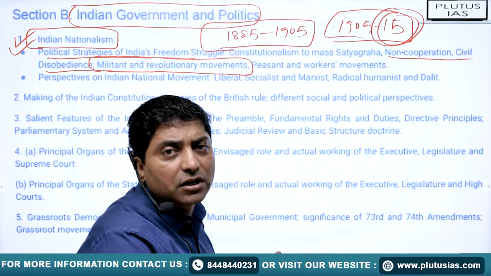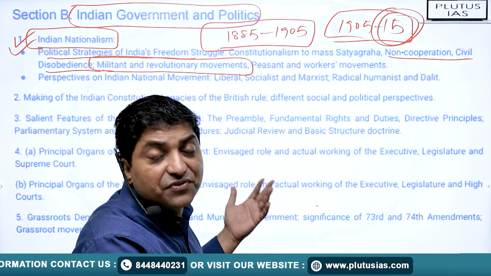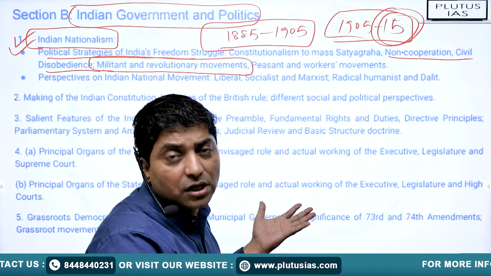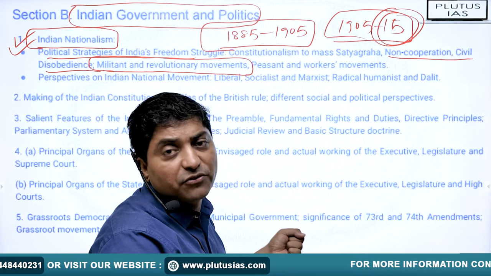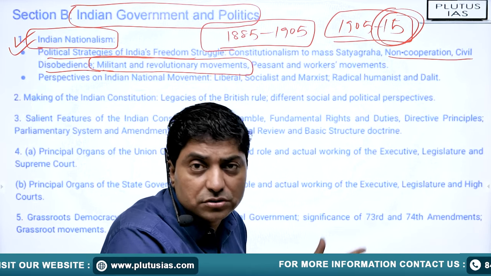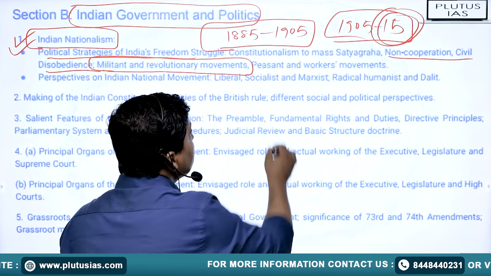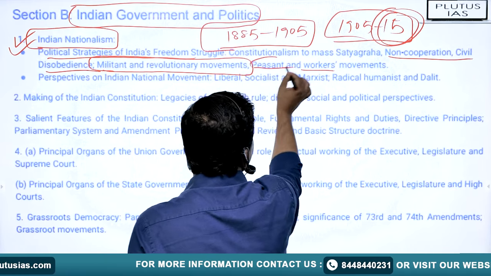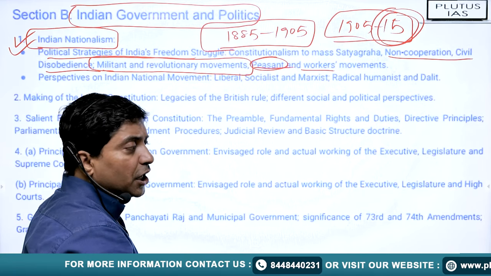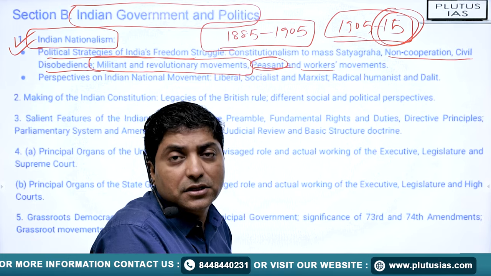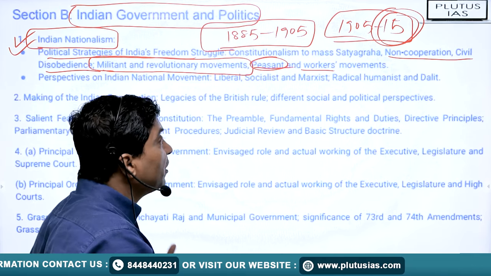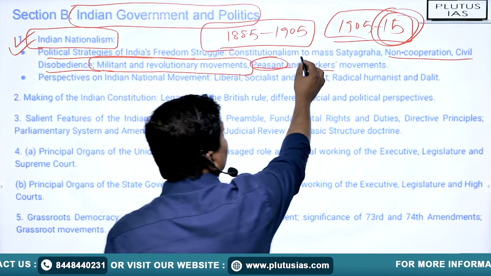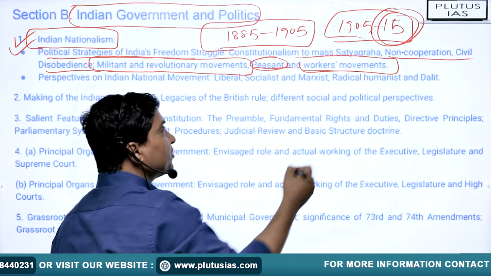That is not often talked about, but we will discuss. It is very important to talk about the revolutionary who took weapons to throw out the British government. And then peasants and workers. Peasantry has their own annoyance with the British government, and they had their own strategy to fight against the British government, and so the workers have their own strategy.